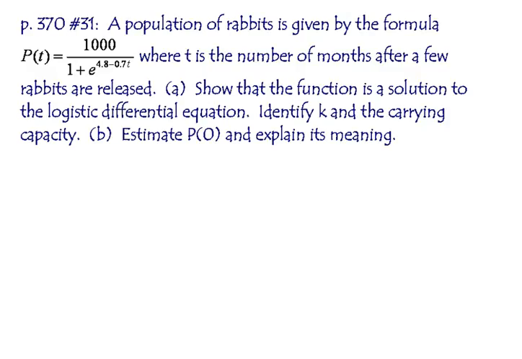All right, this is problem number 31 on page 370. We have a population of rabbits given by the formula P of t is 1,000 over 1 plus e to the 4.8 minus 0.7t. T is the number of months after a few rabbits are released. Show the function as a solution to the logistic differential equation. Find k and the carrying capacity, and estimate P of 0.